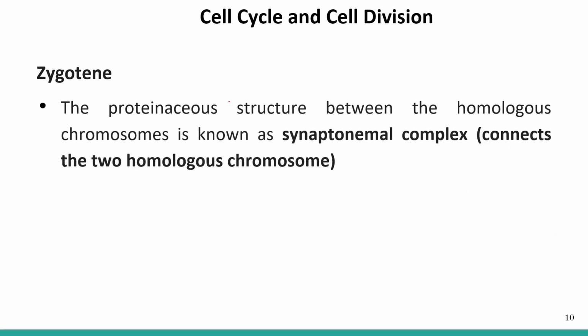Then what happens in zygotene? A proteinaceous structure, or you can say a proteinaceous lattice, is formed between the homologous chromosomes. And this proteinaceous lattice is known as the synaptonemal complex. And what is the role of the synaptonemal complex? It connects the 2 homologous chromosomes. Okay, so this is the importance of the synaptonemal complex. It holds the 2 homologous chromosomes together, and later on recombination takes place between these 2 chromosomes.